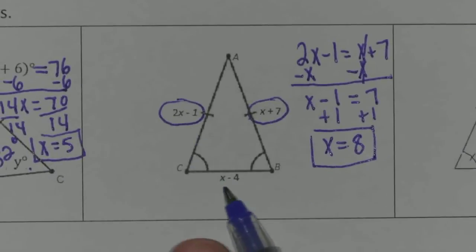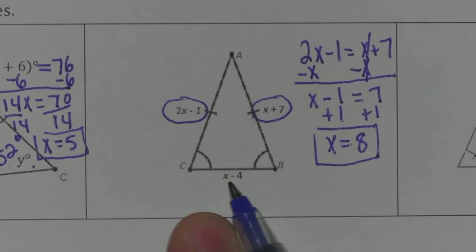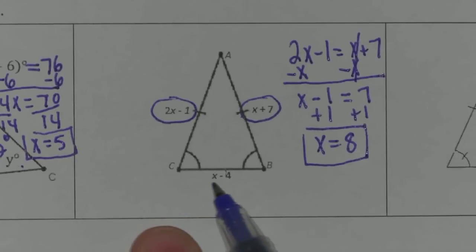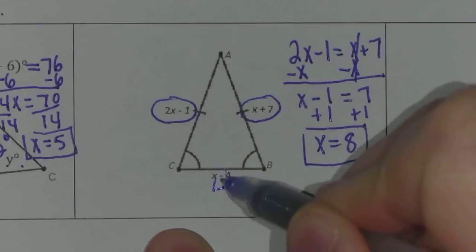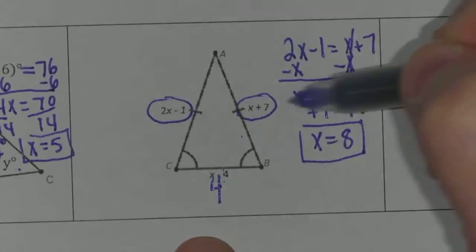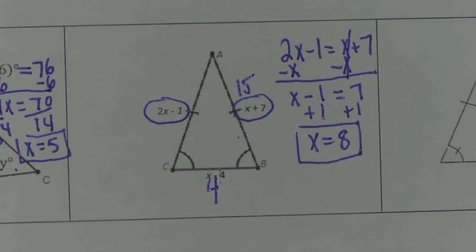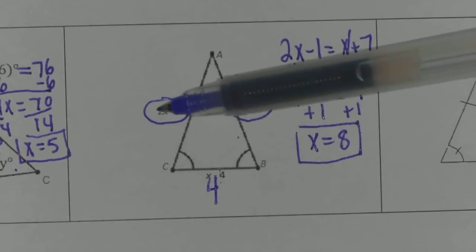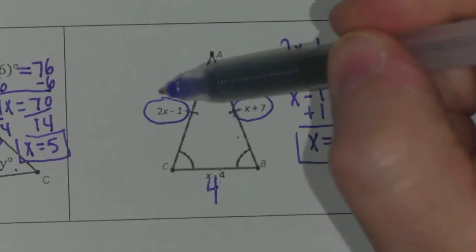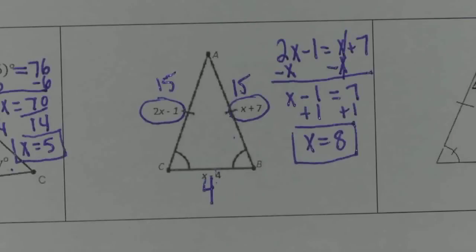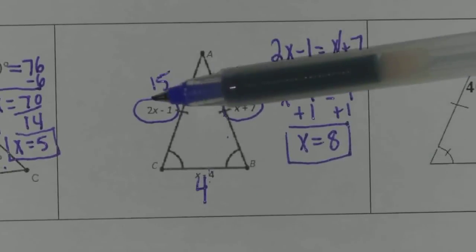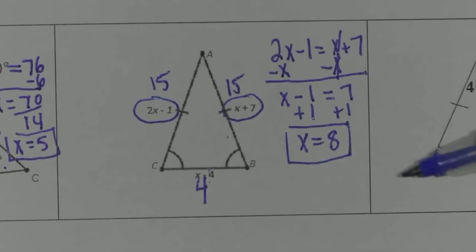But could you find the length of these sides if you wanted to by substituting that 8 back in? You totally could, right? What would this side measure right here? 8 minus 4, which is 4. This would be 8 plus 7, which is 15. And this would be 2 times 8, which is 16. 16 minus 1 is 15. You see how easy that was to check my work? I knew those had to be equal to each other. So substituting it in to make sure that that worked is always a good idea.